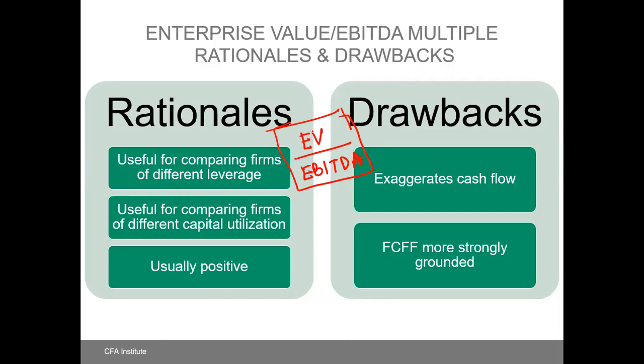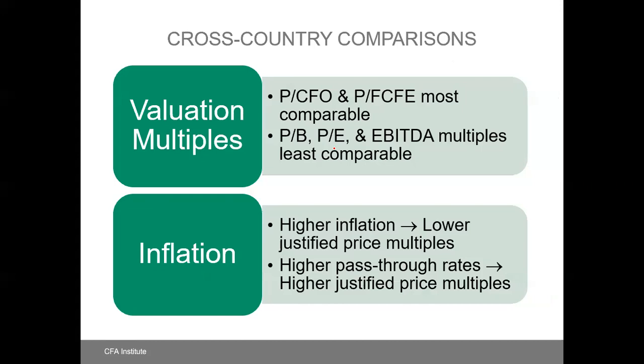And the issue with this multiple is that for aggressive recognition of the revenue, this EBITDA might become less useful, and that's why EBITDA is not a popular measure of cash flow. And instead of the EBITDA, what is more suggested in the denominator is the FCFF, which is the free cash flow to firm.